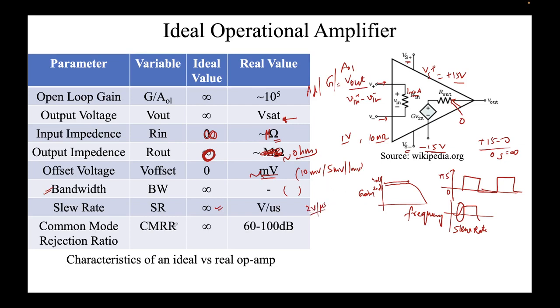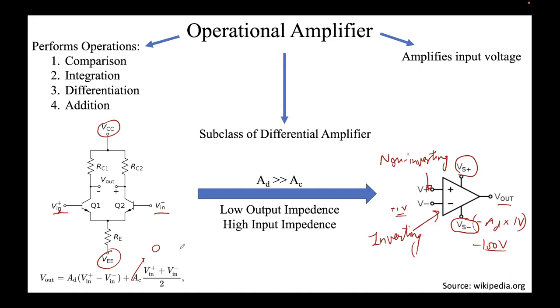CMRR, as I told you in the previous slide, is AC upon AD. 20 log AC upon AD is your CMRR. As I told you, an ideal op-amp will have AD greater than AC. So this value will be very high. Sorry, AD upon AC. It depends on how you want to see it. Some express it as AC upon AD also. So when this value is very high, this means AC is negligible. This is a log term. So let's say AD is 10 to the power 4 times AC.